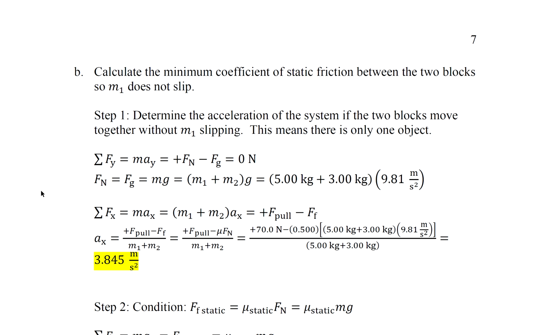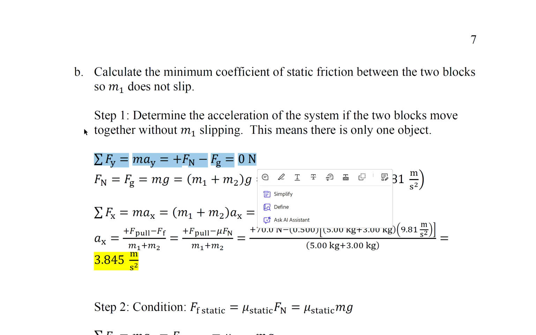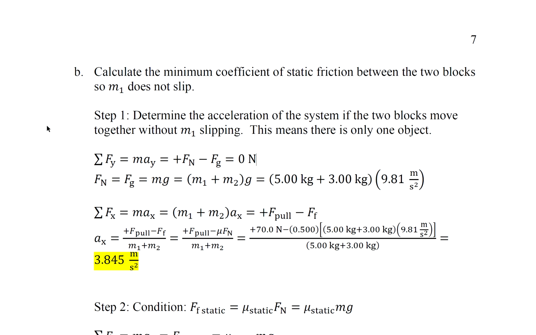Part B, calculate the minimum coefficient of static friction between the two blocks so m1 does not slip. So we want them to move together. So step 1, determine the acceleration of the system if the two blocks move together without m1 slipping. That means there's only one object. So this is sigma F sub y if there's only one object. So m1 and m2 act as one. So force normal is equal to m1 plus m2 times g.